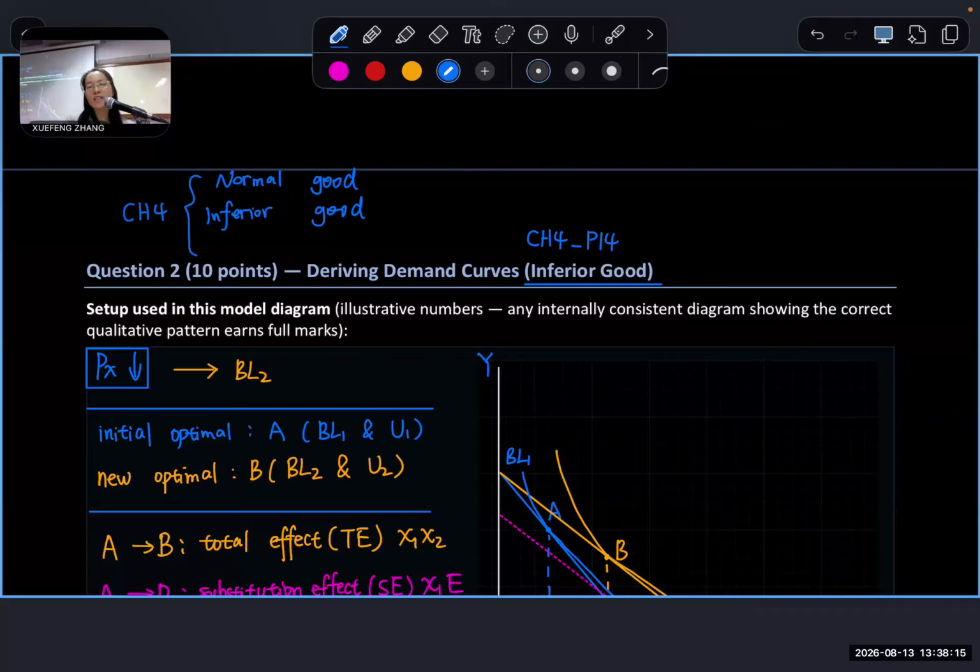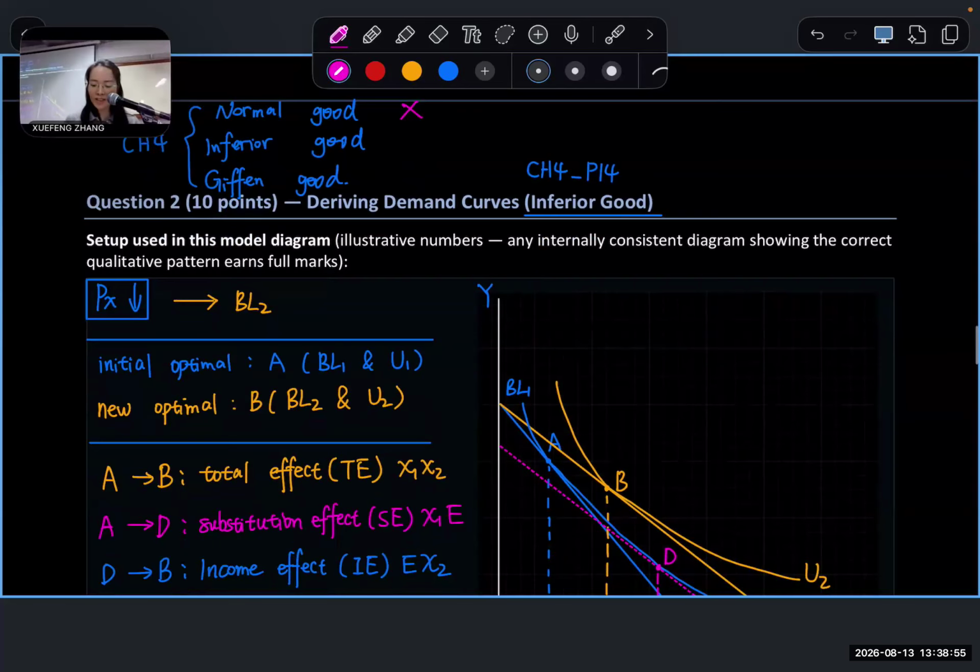The third one, what is the third one? Do you remember? What is the third one? Anyone knows? The third good, what is it? Given good. So basically for chapter 4, you need to pay attention on 3 kind of goods. Of course, for normal good, it's normal. So I'm not interested in.